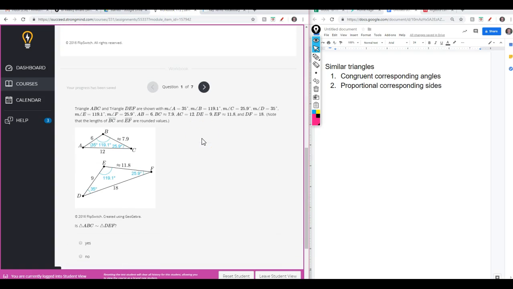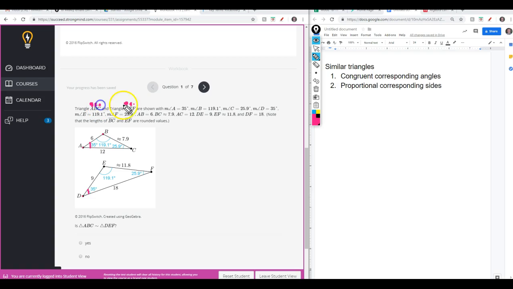So the easiest thing to do is to check the angles and make sure that they are all congruent. So again, triangle ABC is listed out to triangle DEF. So vertex A is listed first, so it's going to correspond to vertex D. So vertex A is right here. Angle A is 35 degrees, and angle D is 35 degrees. So far, so good. Second vertex B, second vertex E. Those are corresponding vertexes. Angle B is 119.1 degrees. Angle E is 119.1 degrees. Yes, those ones so far match up.